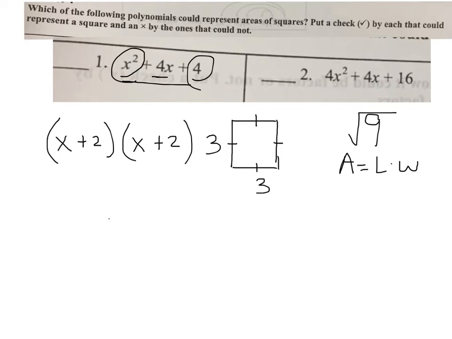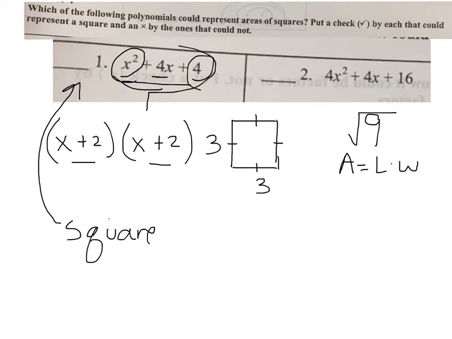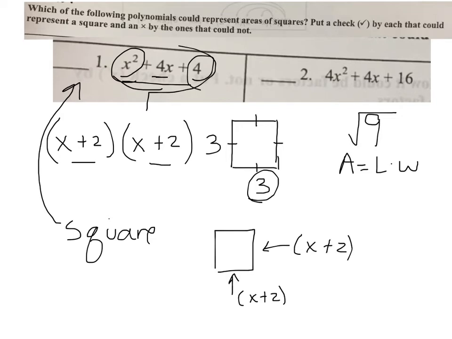So I successfully factored this trinomial. Are the 2 factors the same? Yes, so this is a square. If you were to draw the shape out, it would be a square because both sides would be, let's draw this square, this side right here x plus 2, and this side right here also x plus 2.